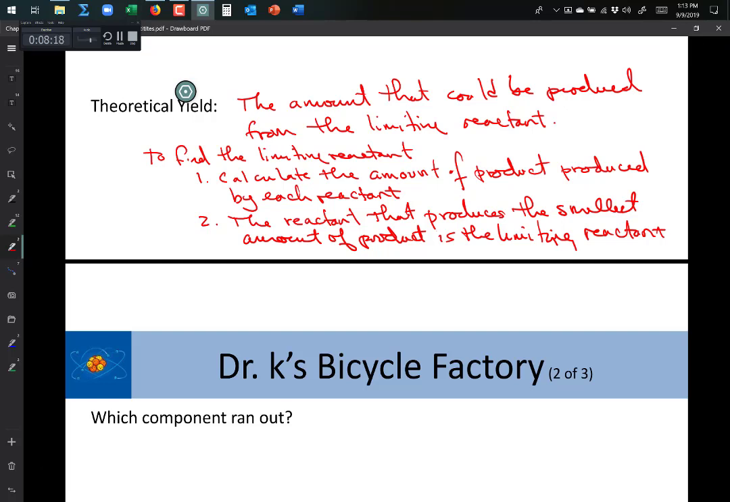So get the theoretical yield. The theoretical yield is how much can be produced from the limiting reactant, but to know that you have to know which one's the limiting reactant. So to find the limiting reactant, you take all the reactants you're given and figure out how much product each will make. Whichever produces the least is the limiting reactant. How much it produces is the theoretical yield. Kind of see the process? With the bicycles, you kind of intuitively knew, I'll divide that by 2 and I can only get this many, but you could figure it out intuitively.